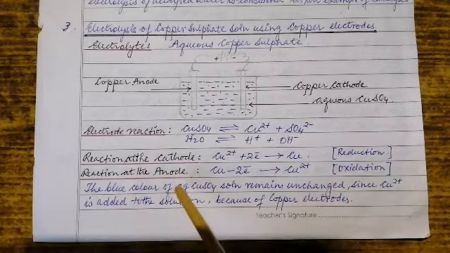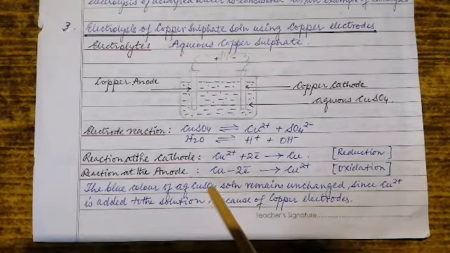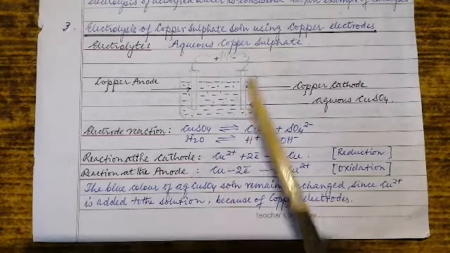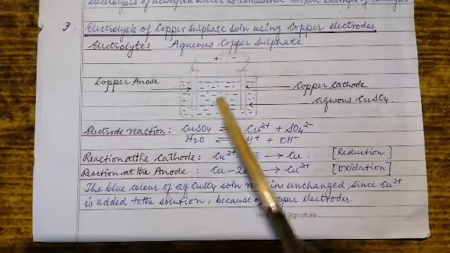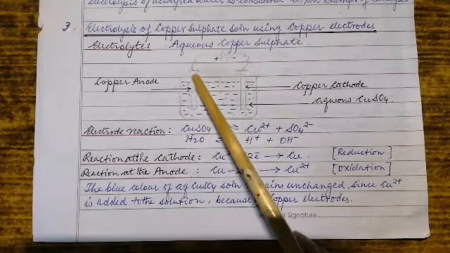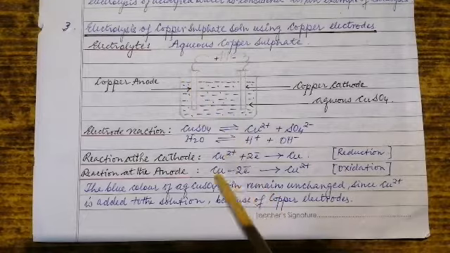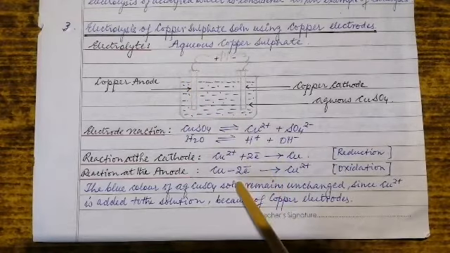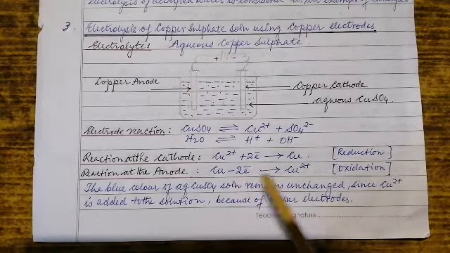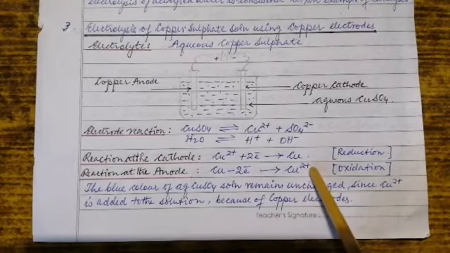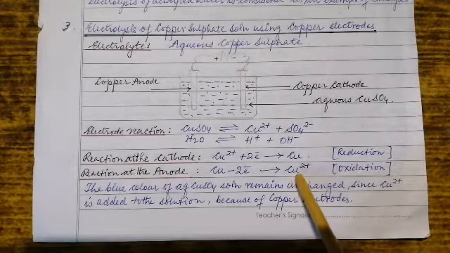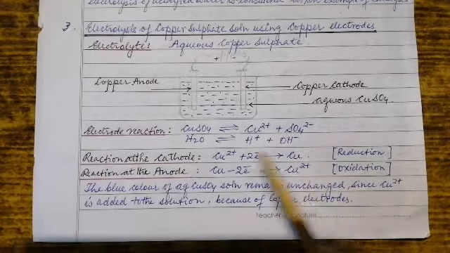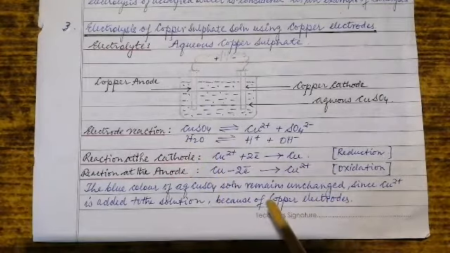Now the reaction taking place at the anode. The anode itself is made of copper. So it will take part in the chemical reaction. It loses 2 electrons and forms cupric ions. Thereby it increases the cupric ion concentration in the solution.